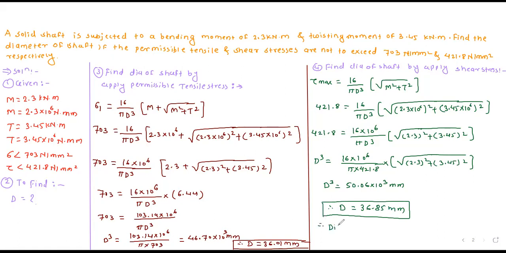Finally, the diameter of the circular shaft is 36.85 mm. This is our answer. Okay, anybody having doubt? Ask me. Otherwise, please write down fast.